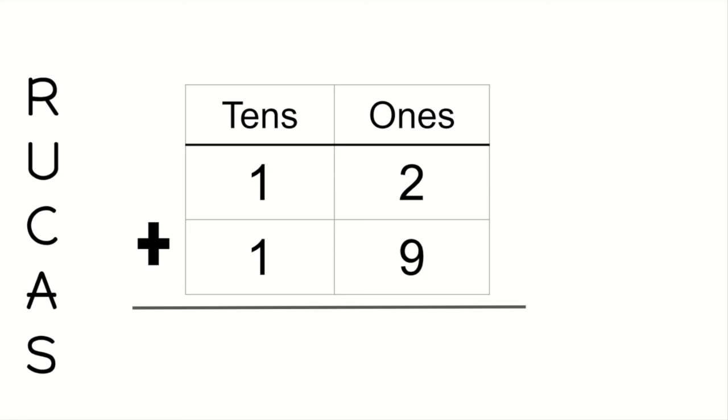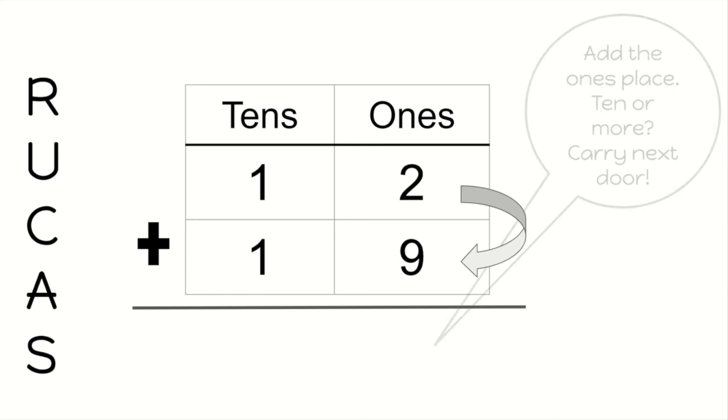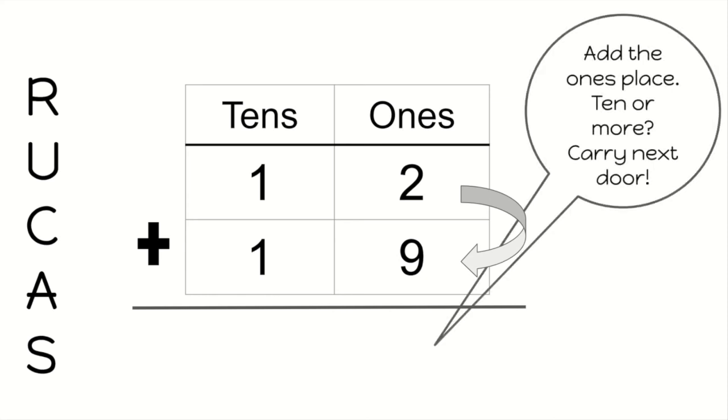Once again, I am going to put my numbers into a place value chart. I'm going to put my 12 with the 1 in the tens column and the 2 in the ones place, and my 19 with my 1 in the tens place and my 9 in the ones place. Now it's time for me to go ahead and add my ones. 2 plus 9. So I know that 2 plus 9 is 10 or more.